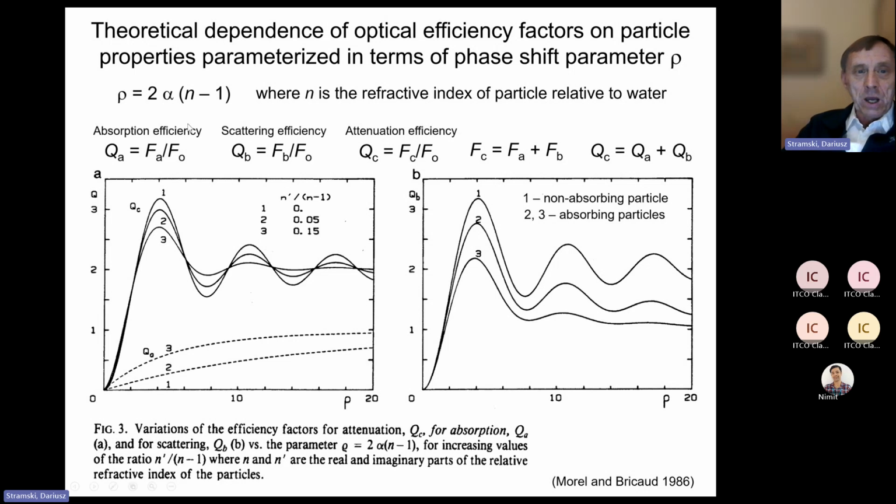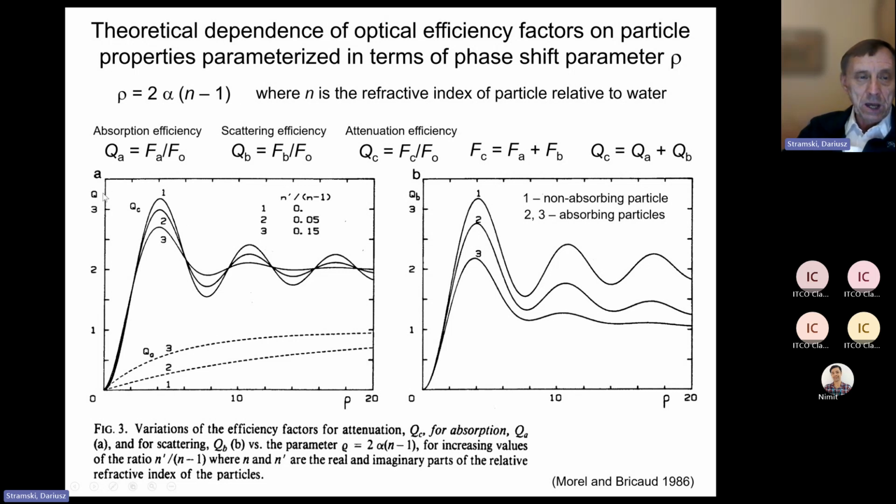And the results that we see here have been obtained, again, using the Mie scattering calculations for homogeneous spheres. So again, we have a simplified model, but it reflects the main aspects of the behavior of changes in this optical efficiency factor as a function of particle properties.